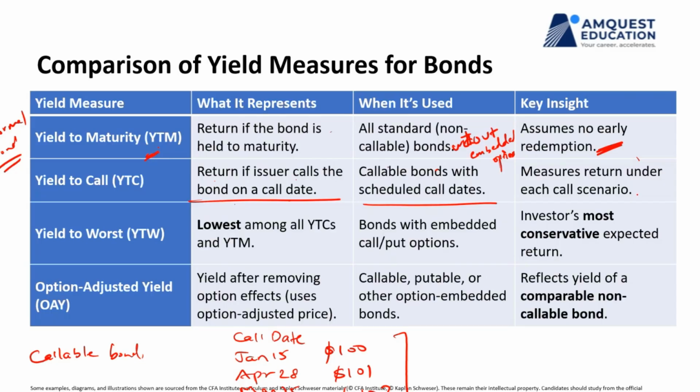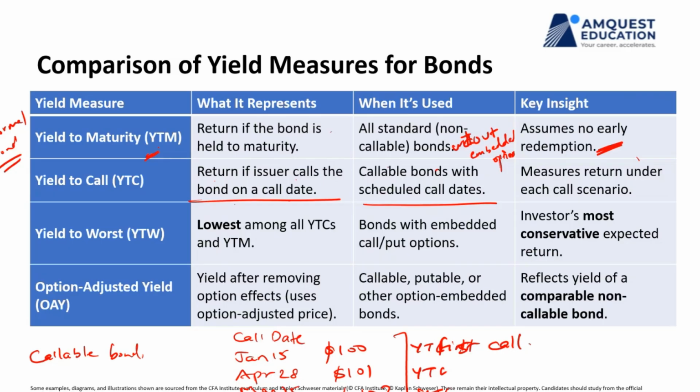It measures return under each call scenario. So there will be a yield to call here, here, and here. This will be called yield to first call, because this is the first day when the call can happen. And then yield to second call and third call. Everything is yield to call, YTC, but first, second, third, for different call dates.